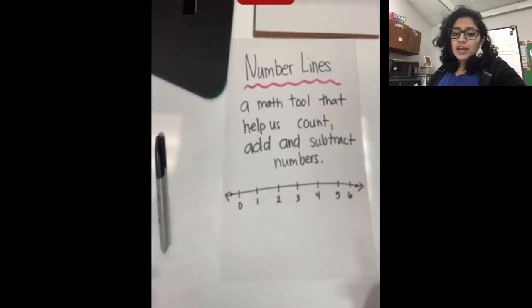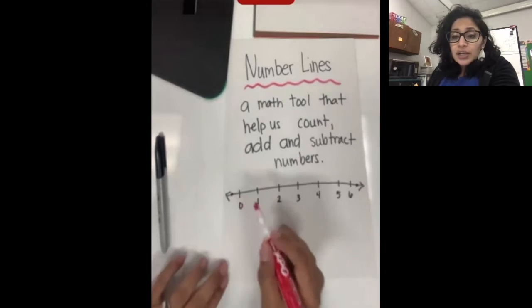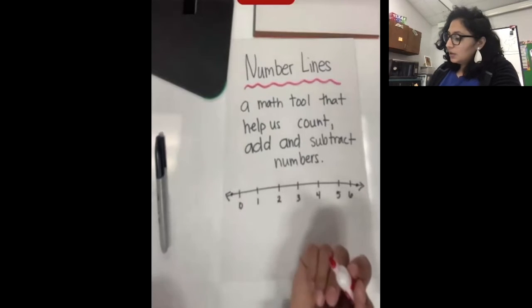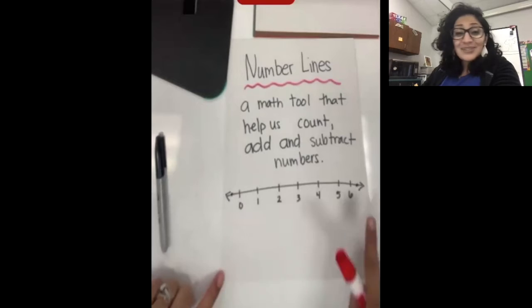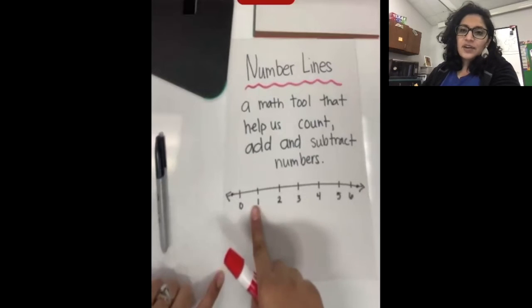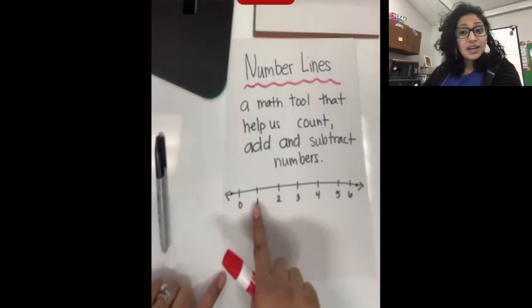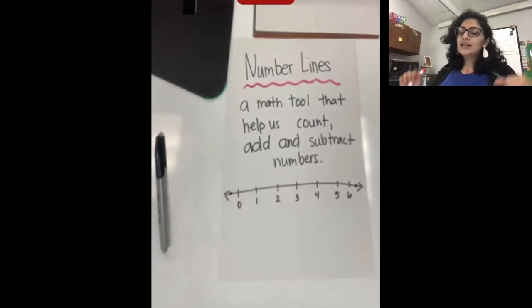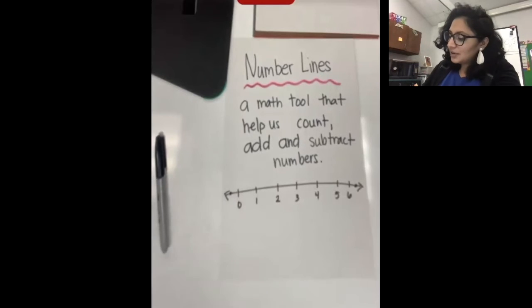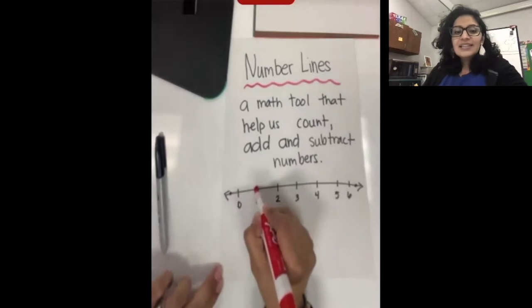Now, friends, for a number line, if you're trying to identify the number 1, well, which is the number 1? It's right here. So how would you identify it on a number line? Do you just put your finger on it and then you're done? I'm done. No, you have to actually put a dot on it.